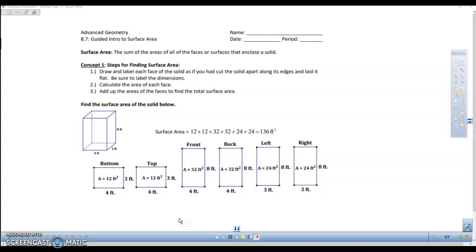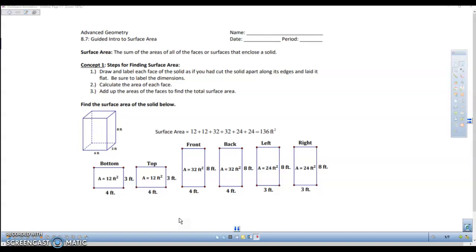The first concept here is the big idea of surface area and the steps to finding it. Imagine you have a geometric solid and you want to know the sum of the areas of all the surfaces of that solid. For instance, if you have a cardboard box, the surface area would just be the area of all 6 faces of that cardboard box added together.